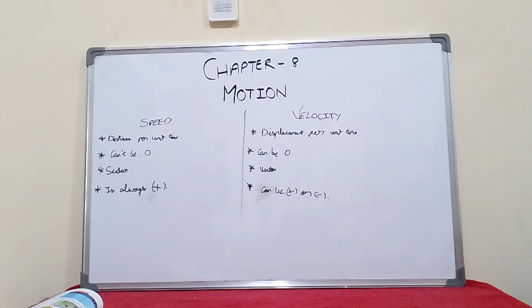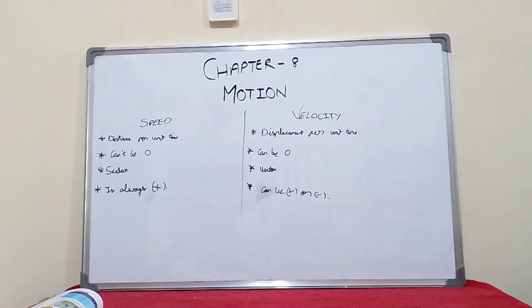Speed is a scalar quantity. So what is scalar and vector? A scalar quantity is a quantity which only has magnitude and no direction. So when we use the word speed, we are only giving the magnitude, or how fast the object is moving. But velocity is a vector. It has direction and it also has magnitude. So when we use the word velocity, we come to know how fast the object is moving and in which direction it is moving.